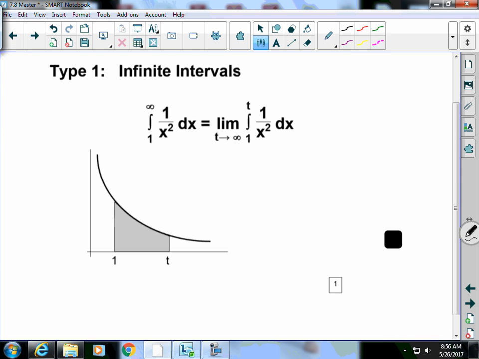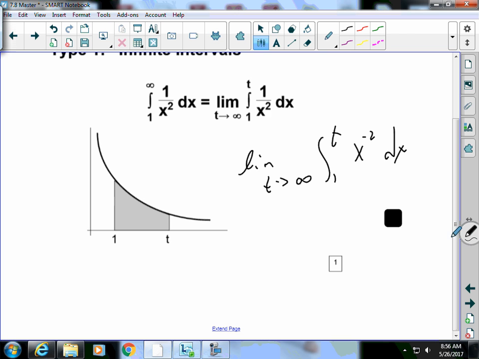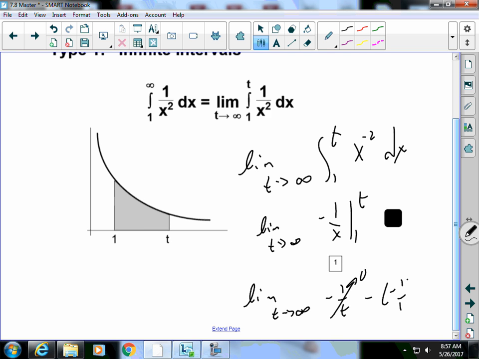Let's look at this. We're going to say the limit as t approaches infinity of the integral from 1 to t of x to the minus 2 dx. We end up with the limit as t approaches infinity of negative 1 over x, from 1 to t. And we evaluate this integral: 1 over t, well, that's going to go to 0. Subtract this, which is just 1. So we can say that this integral approaches 1.